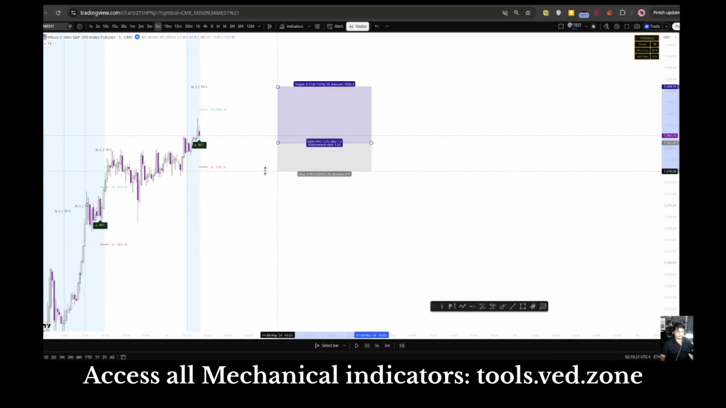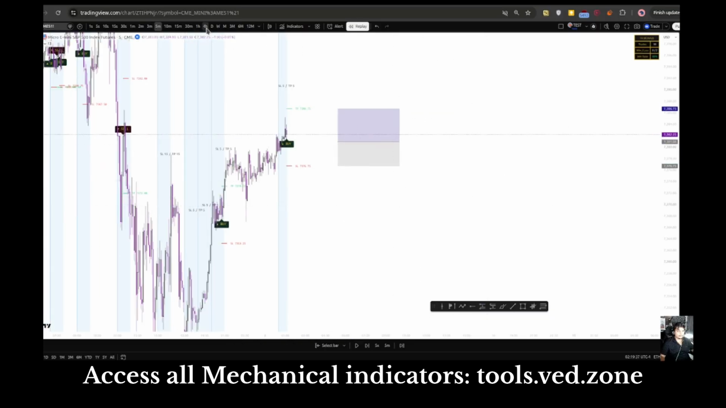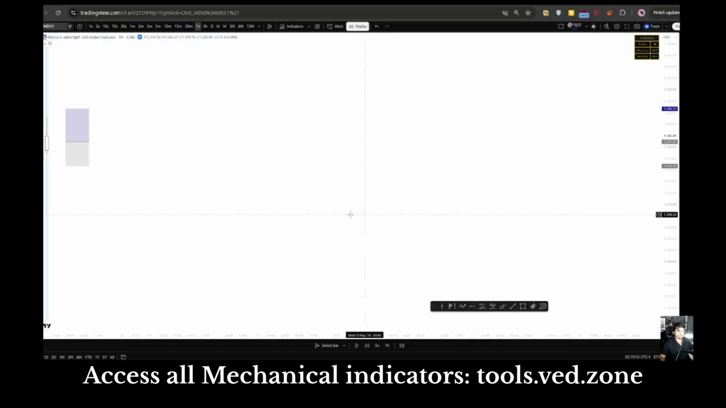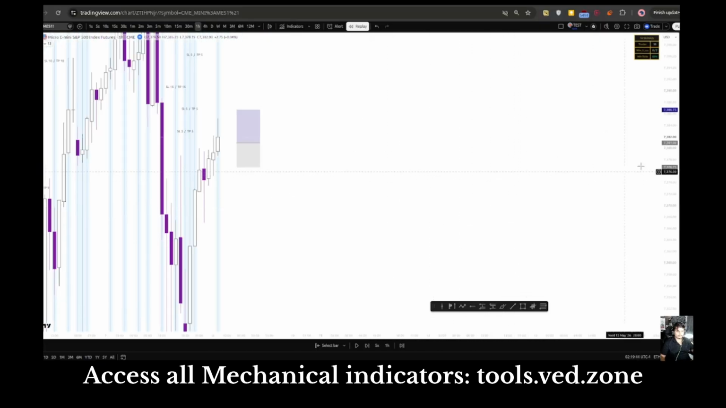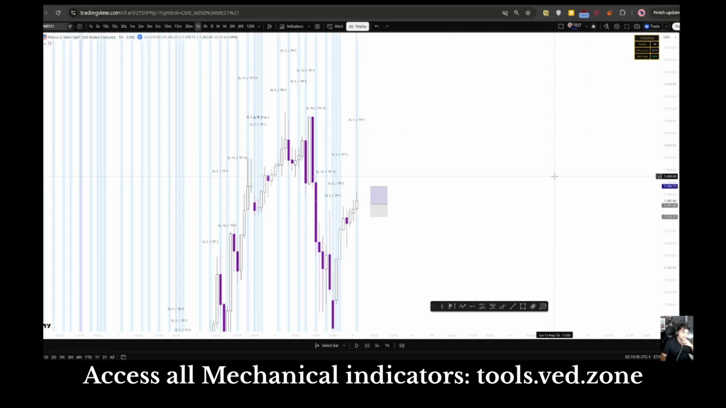Long. Take profit. Close to 1.3R again. Let me go to 1 hour. How is the 1 hour looking? Here I would stick to the indicator as the take profit level.